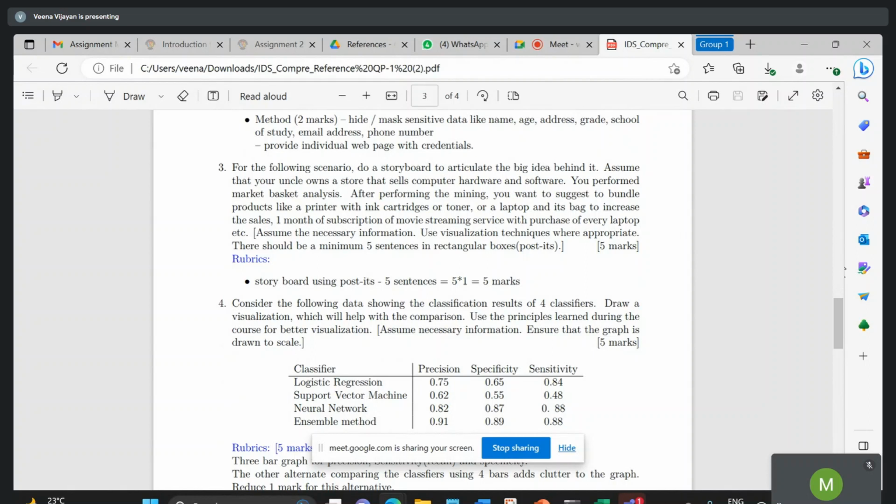So when we write the answer, in a rectangular box, put some small boxes and write the answers. What exactly are they asking here? After performing the mining, you want to suggest bundling a product like a printer with an ink cartridge or toner, or a laptop and its bag, to increase the sale.